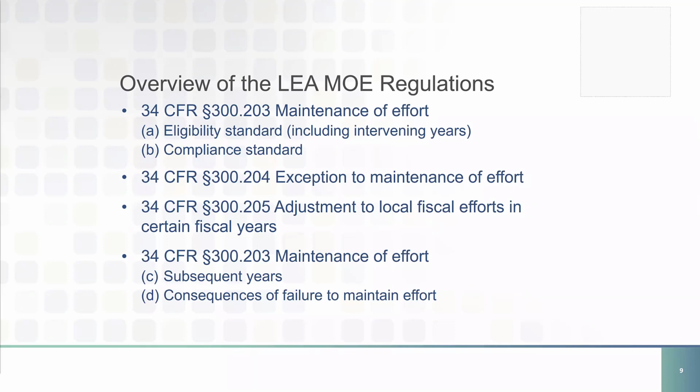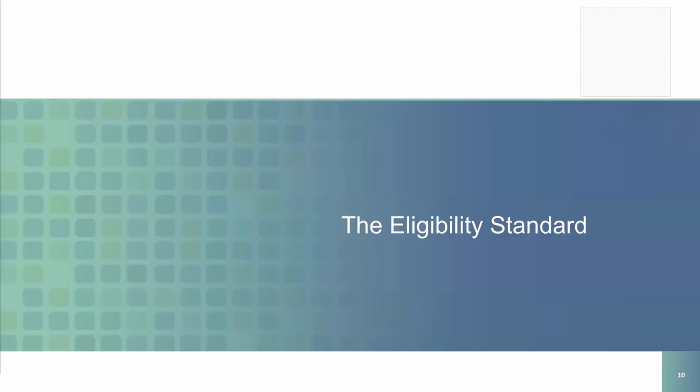Finally, 34 CFR Section 300.203(d) contains the consequences of failure to meet the LEA MOE compliance standard, which we'll address toward the end of the presentation, after we show you how to avoid any failures. So let's start talking about the eligibility standard.